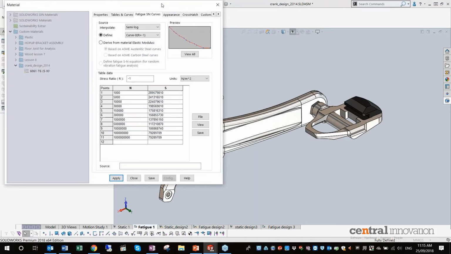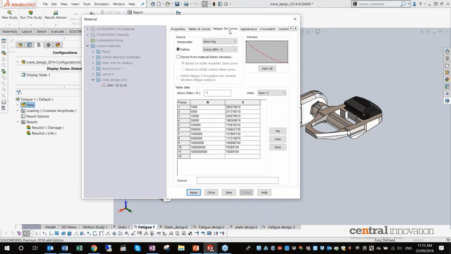it will take you to the fatigue SN curve dialog box, where you have to define your SN curve and tell SOLIDWORKS, for that specific material, at how many cycles the fatigue stress happens. So you basically have to say at 1,000 cycles, the fatigue stress is this much. At 5,000 cycles, the fatigue stress is this much. So you have to have this information prior to doing your fatigue analysis.